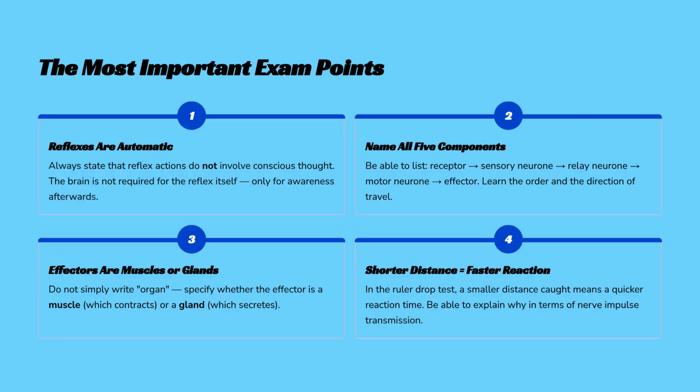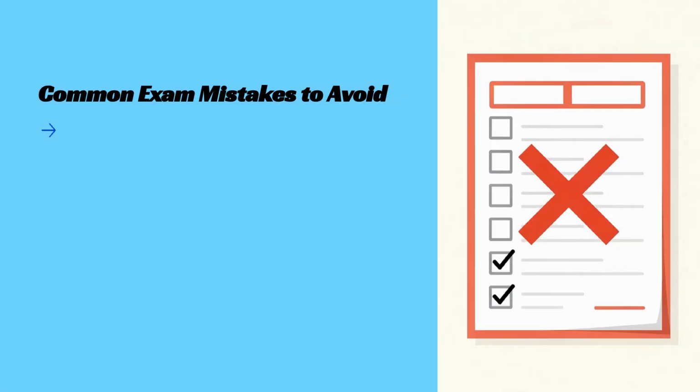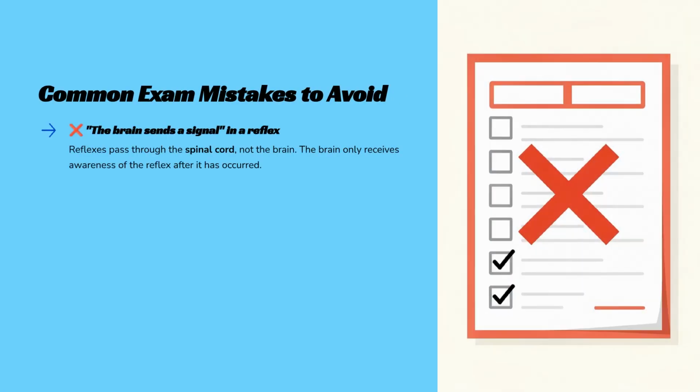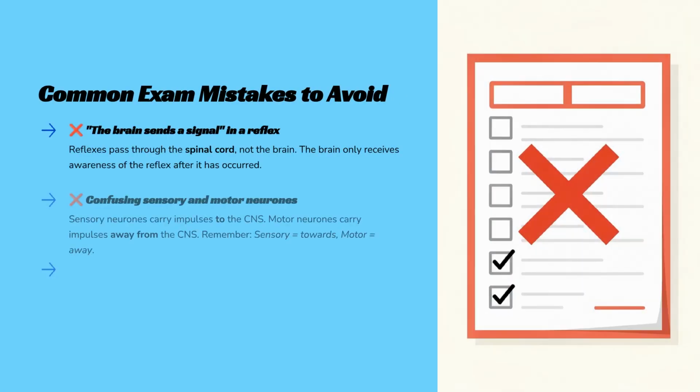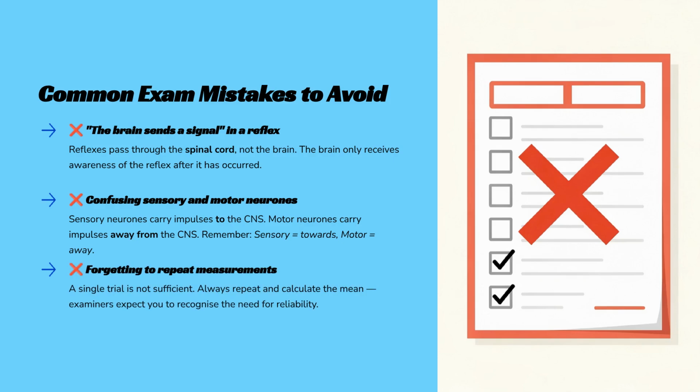Key exam points include: reflexes are automatic. You must be able to name all 5 components of the reflex arc in order, and a shorter ruler drop distance means a faster reaction time. Avoid common exam mistakes, such as stating the brain sends the signal in a reflex. Also, correctly identify effectors as muscles or glands, and always remember to repeat measurements for reliability.